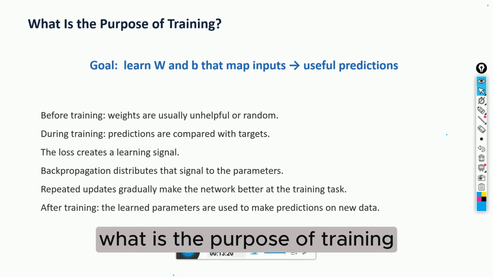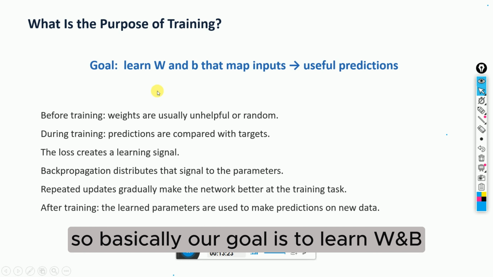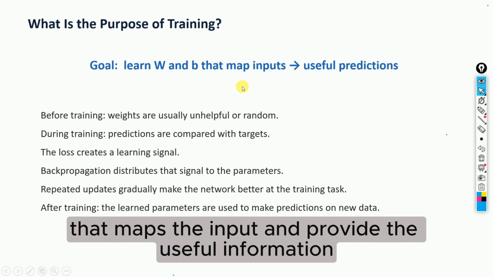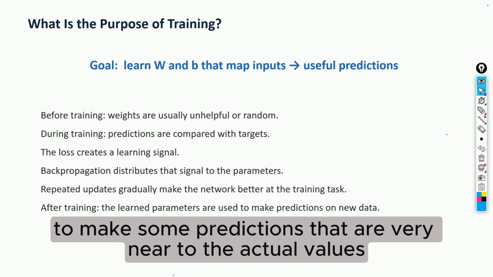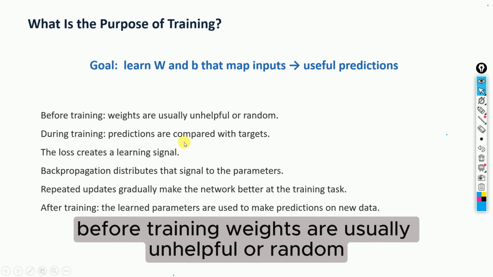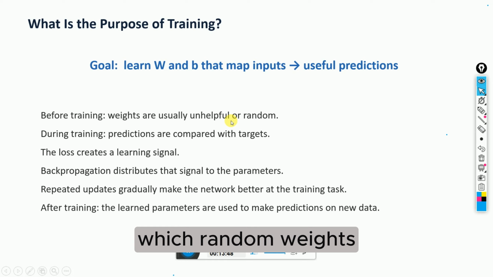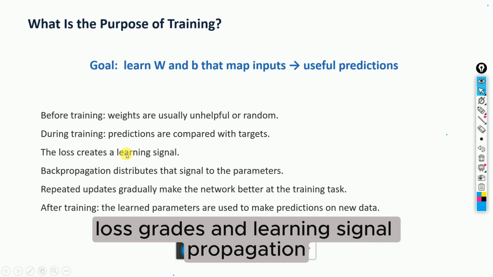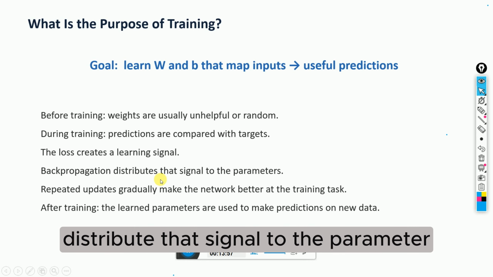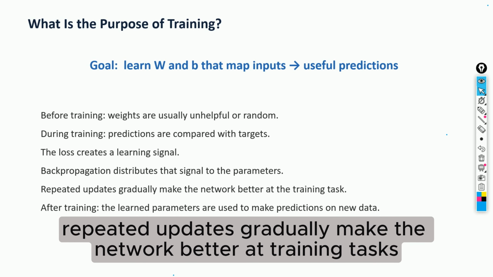What is the purpose of training? Our goal is to learn W and B that map the input and provide useful information. The purpose of training this neural network is to make predictions that are very near to the actual values. Before training, weights are usually unhelpful or random. We choose random weights. During training, predictions are compared with targets. Loss creates a learning signal. Propagation distributes that signal to the parameters. Repeated updates gradually make the network better at the training task.